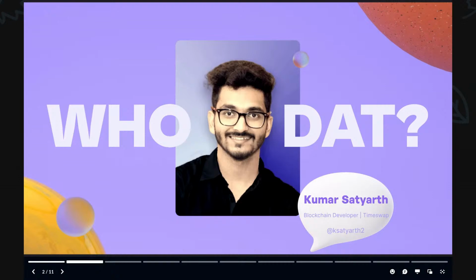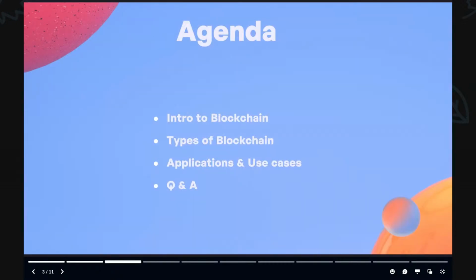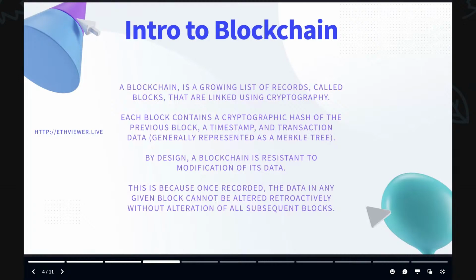So the agenda of today's session is an introduction to blockchain, a simple introduction, because I know most of you are already aware of blockchain, so it will be blockchain in simple words. Then the types of blockchain, like all the pillars of blockchain. We should know the types of blockchain, because that depends on what the use case could be, right? If you are developing your own blockchain in your own college, you should go with the private one. But if you are making some other project, then you must go with the public one, right? Then applications and use cases, and after that we will have a question and answer session.